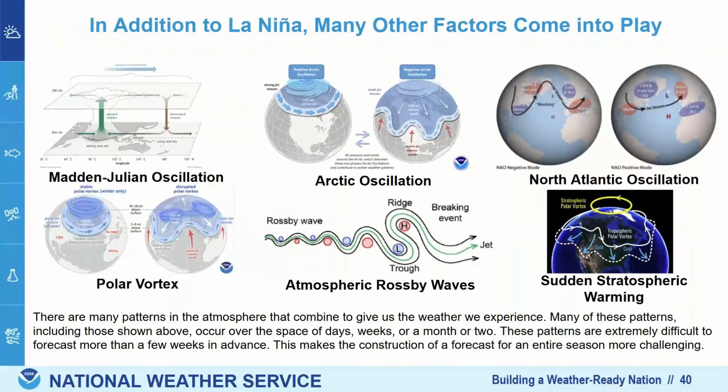So kind of what goes into a winter outlook, it's a lot more than just ENSO. We have our Madden-Julian oscillation, our Arctic oscillation, the NAO, polar vortex, which I know is a lot, kind of a big buzzword in the media sphere these days of just, is this cold air outbreak caused by a polar vortex or something perhaps? And then many other things as well.